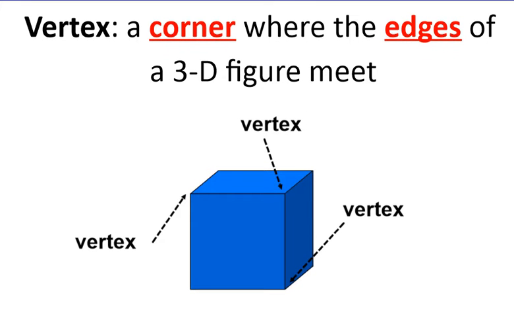Then we have something called a vertex. A vertex is the corner where the edges meet. So this is a face. This is an edge, and this is the vertex. You can see this edge and this edge and this edge come to meet together right here in the vertex. And it's important that you know the difference between a face, an edge, and a vertex.